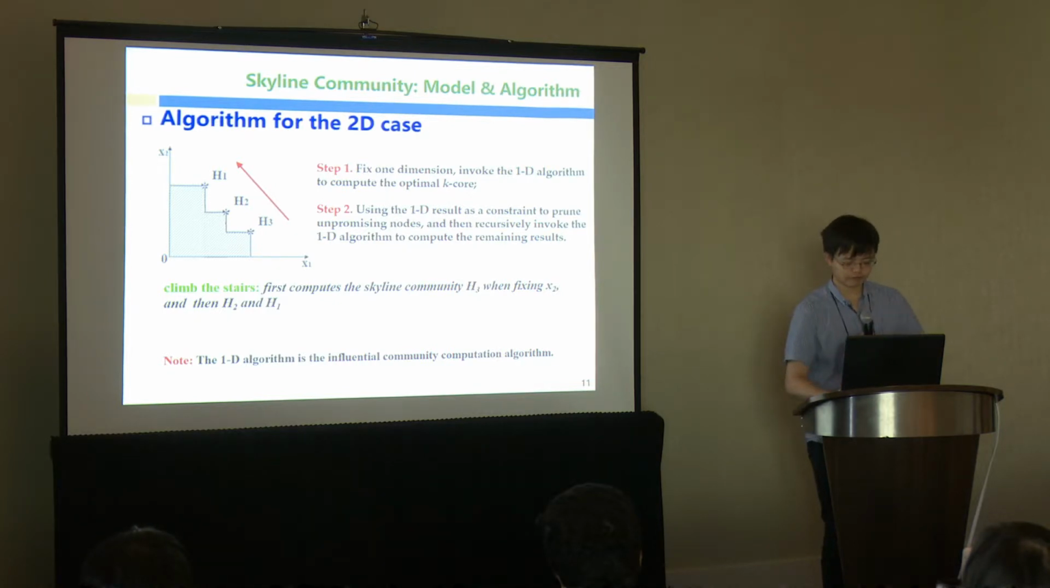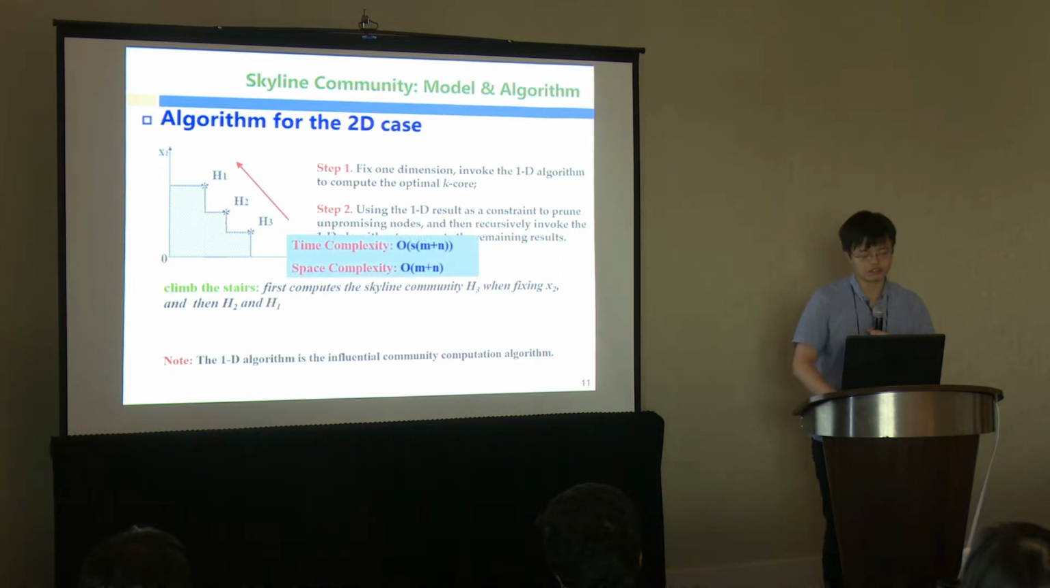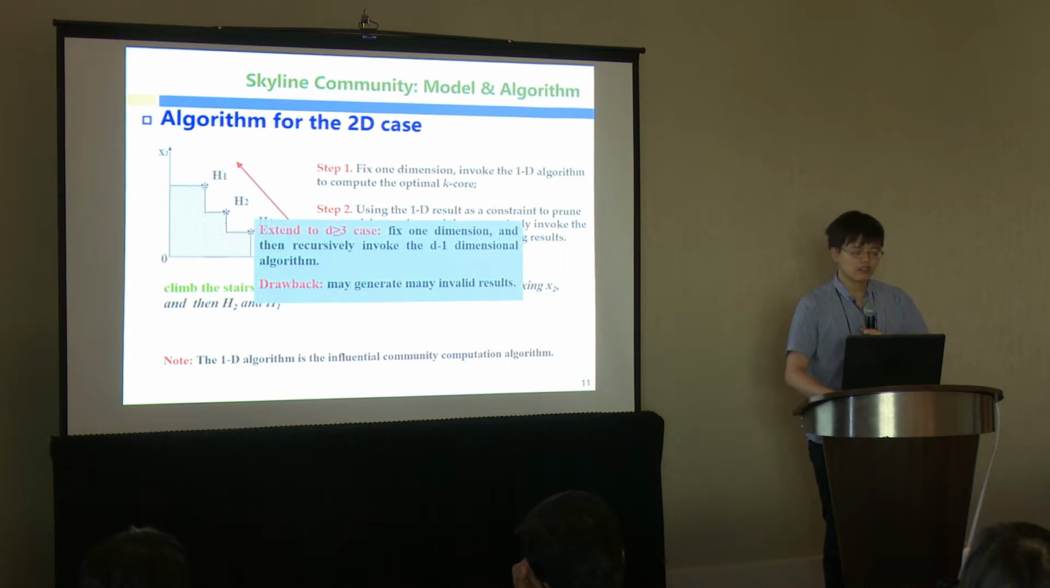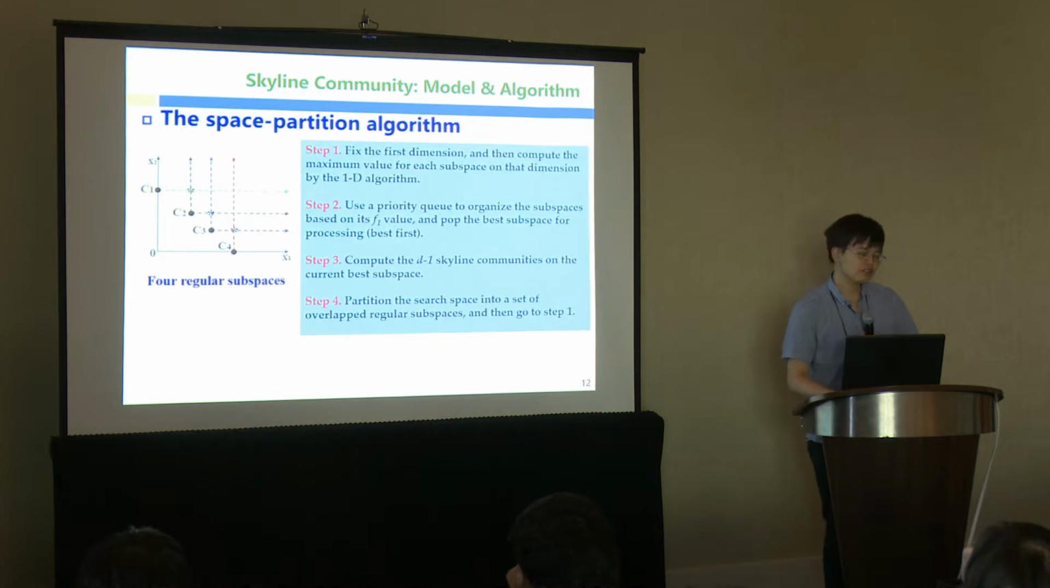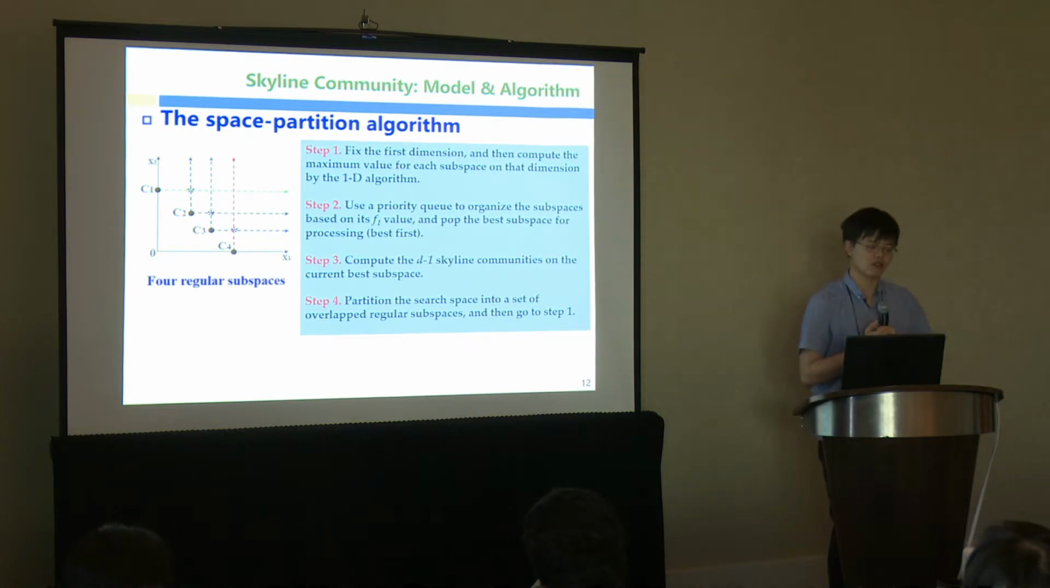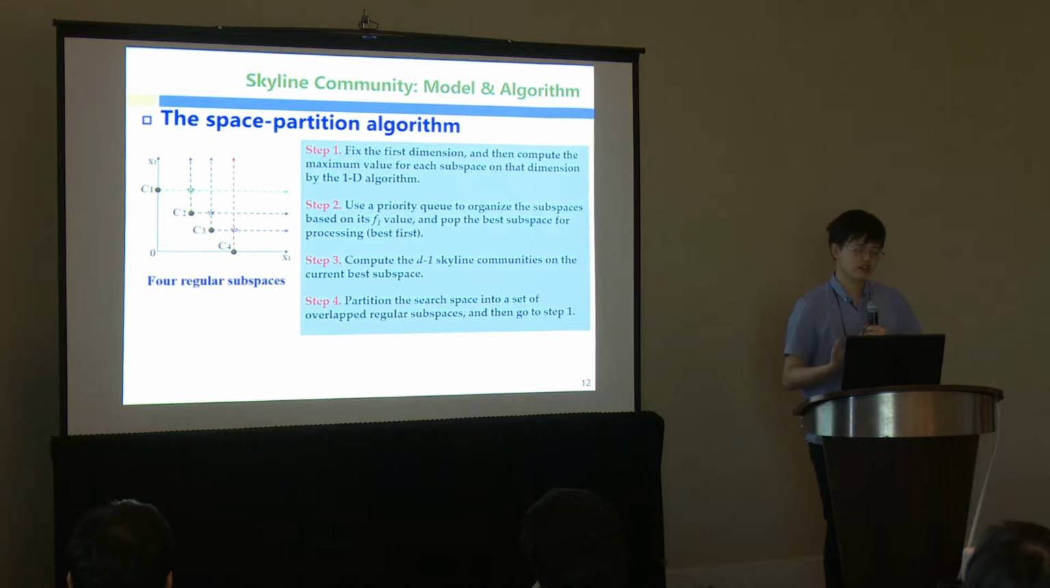But this algorithm is not efficient enough, and the time complexity is too large. We can also extend the 2D algorithm to the multi-valued network where D is larger than 3. Because of the efficiency, this paper proposed an advanced algorithm, called the space partition algorithm, which is much more efficient than the basic algorithm.